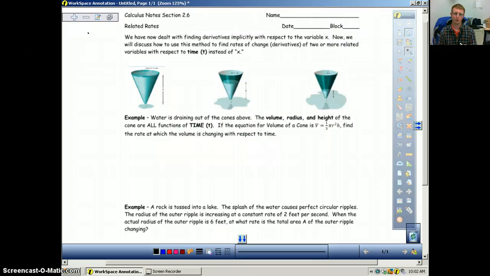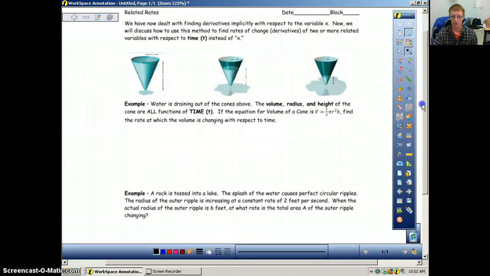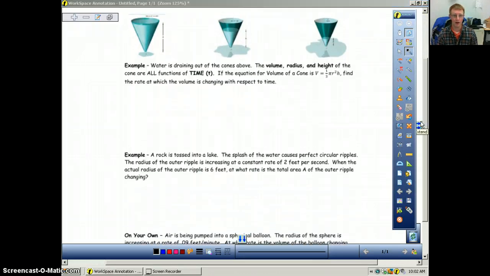So when we talk about derivatives and we ask, what is a derivative? Many of you will say it's a rate of change or it's a slope. Well, that is true. Rate of change is also what we're dealing with here, but notice that we have V equals 1/3 pi r squared h. Before, if I took the derivative of V, that would be the same thing as saying V prime. That's fine in this case, but what we're going to do is change it so that instead of V prime, we're going to write dV.